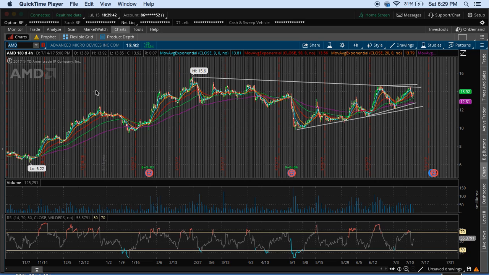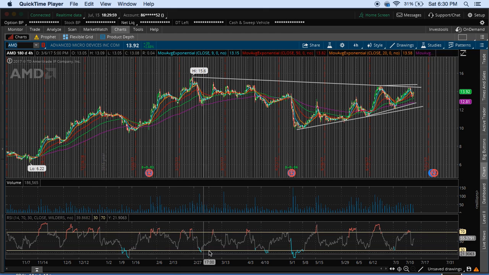What does it do? RSI's main job is to tell you when a stock has been overbought or a stock has been oversold. If you're not familiar with it, it's down here on the bottom. As you can see, if you follow my cursor, it says RSI.